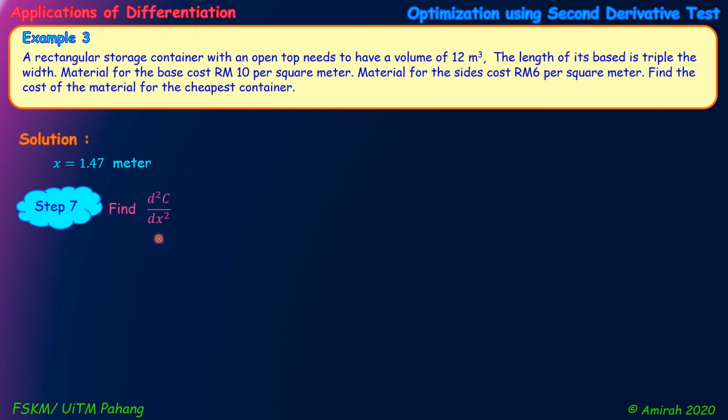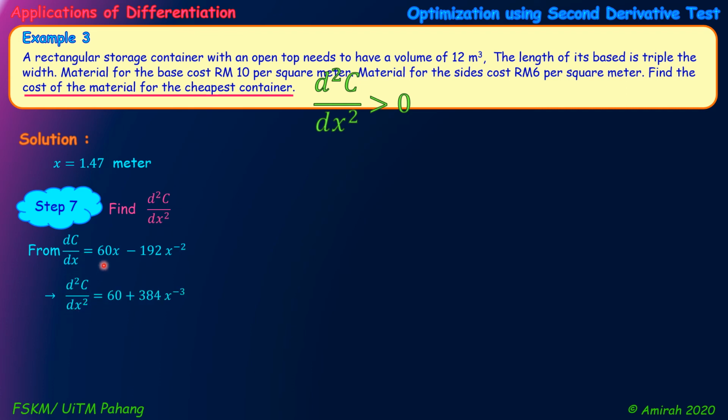Find d2c over dx2. The question is to find the cost of the material for the cheapest container, which means we need to show that d2c over dx2 is greater than 0, or has a positive value. To find d2c over dx2, we need to differentiate dc over dx, which is 60x minus 192x to the power of negative 2. After we differentiate, we get d2c over dx2: we differentiate 60x, we get 60, and then we differentiate negative 192x to the power of negative 2, we get 384x to the power of negative 3. Then we move down, so we get d2c over dx2 equals 60 plus 384 over x cubed, using the properties of indices.